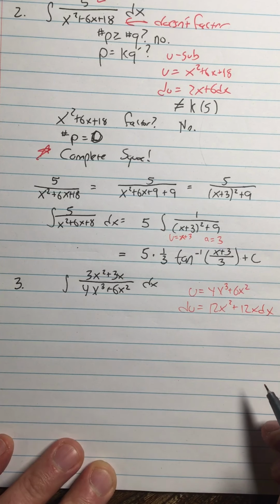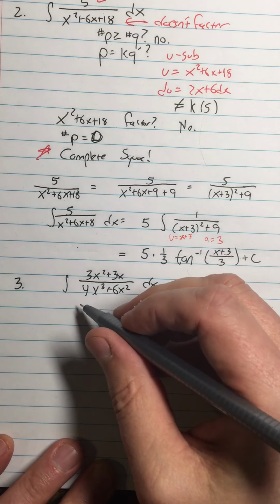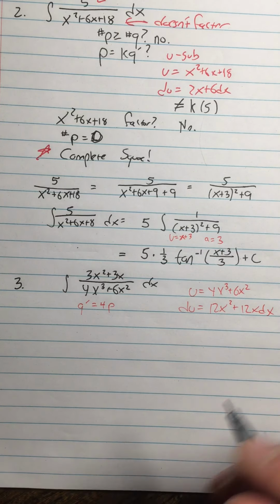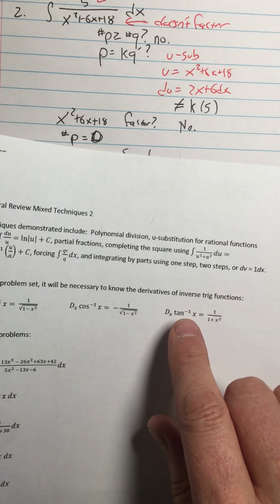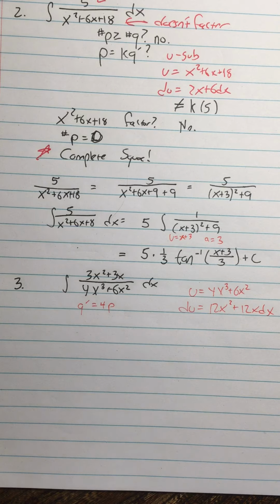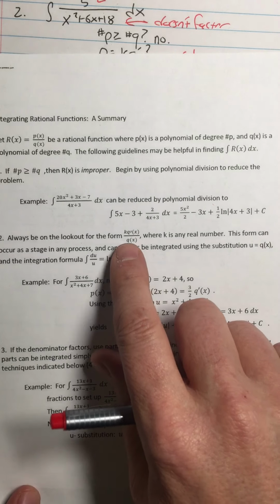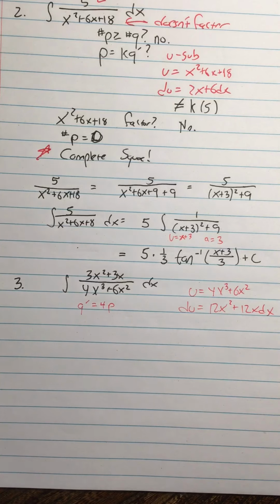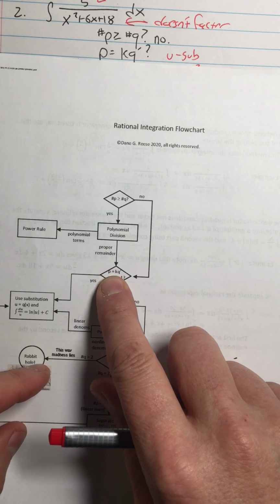This is the numerator times 4. So you could say like this, q prime is equal to 4p. Right. To put it in terms of what it means to say p is equal to kq prime. Right, the way I say it on the flow chart, on here, p is equal to kq prime.